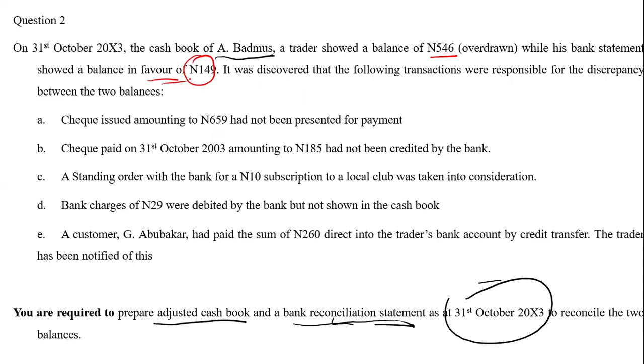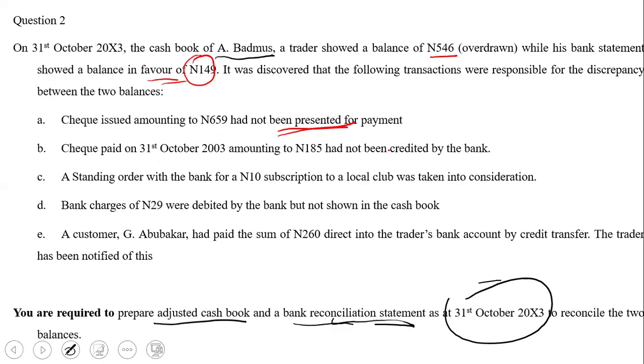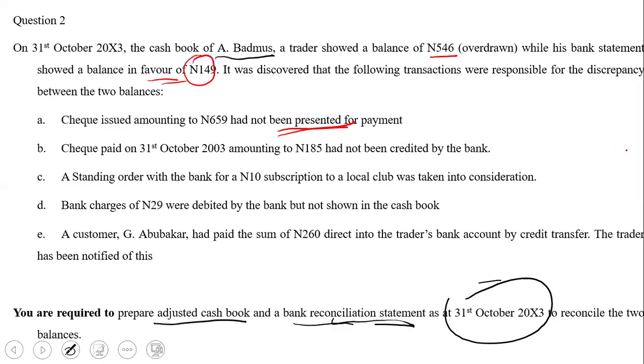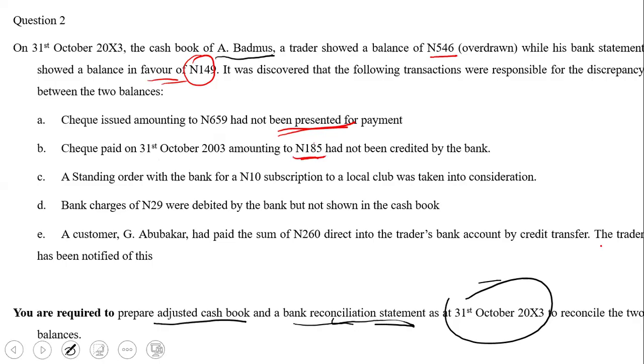Now, cheques issued amounting to 659 have not been presented. This is very easy. When they say not presented, we just go there. They didn't give us the date, they just give us the amount, 659. Very simple. Cheques paid in on 31st October amounting to 185 not credited. Simple. I just go to check 185. Don't forget our format.